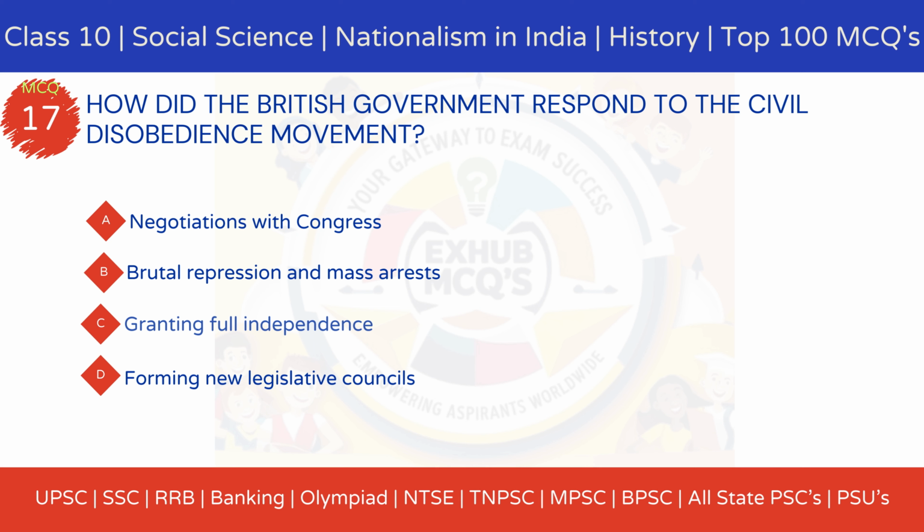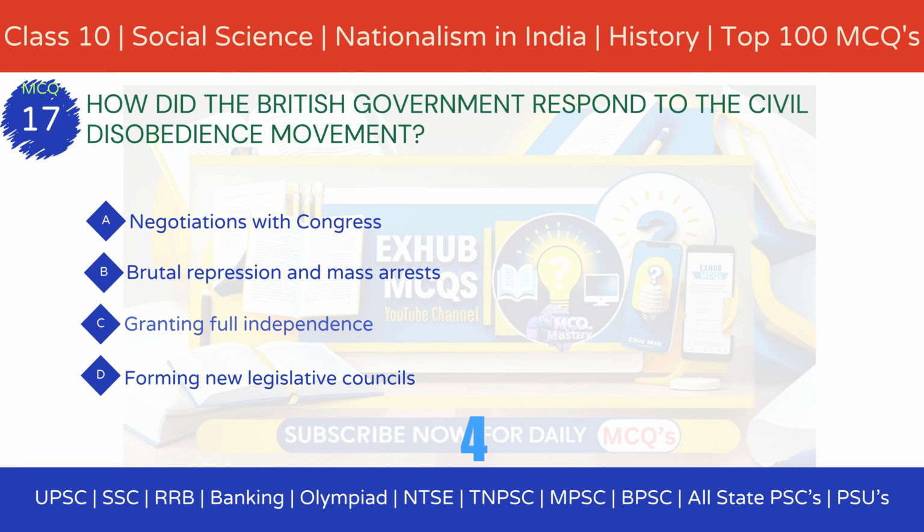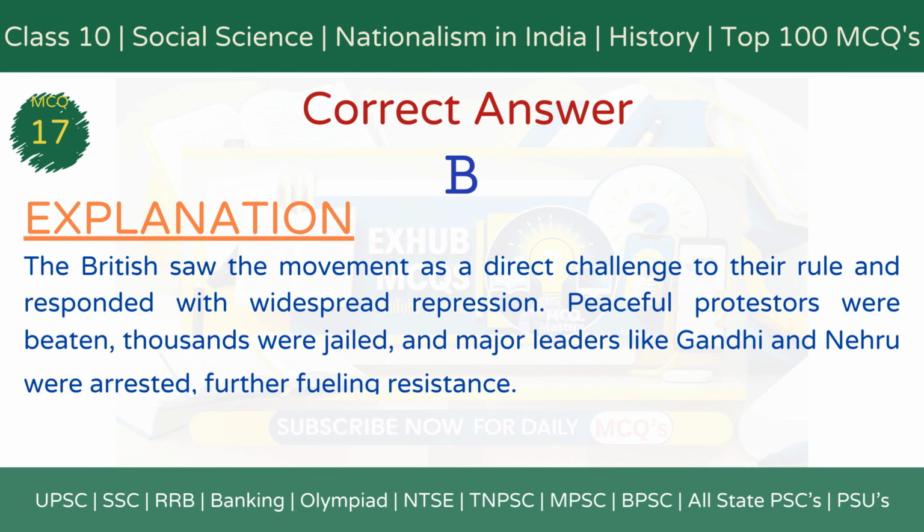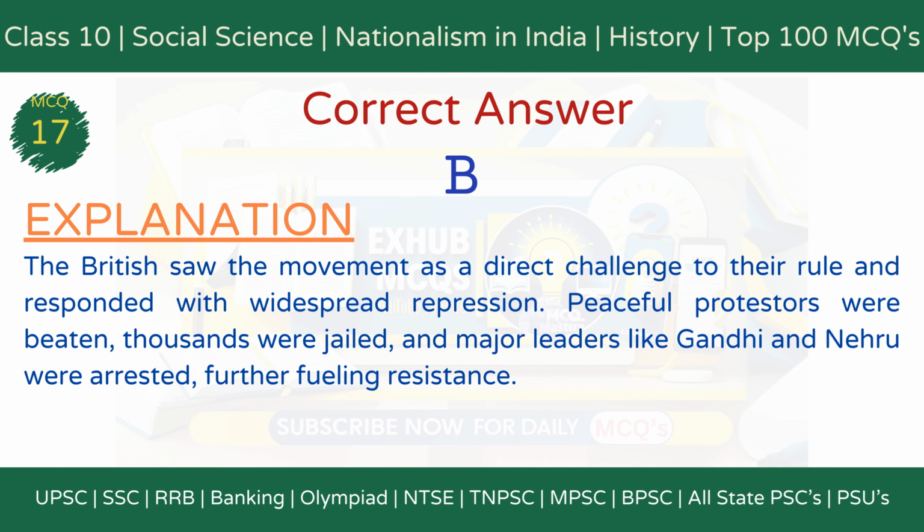Option A, negotiations with Congress. Option B, brutal repression and mass arrests. Option C, granting full independence. Option D, forming new legislative councils. The correct answer is option B, brutal repression and mass arrests.